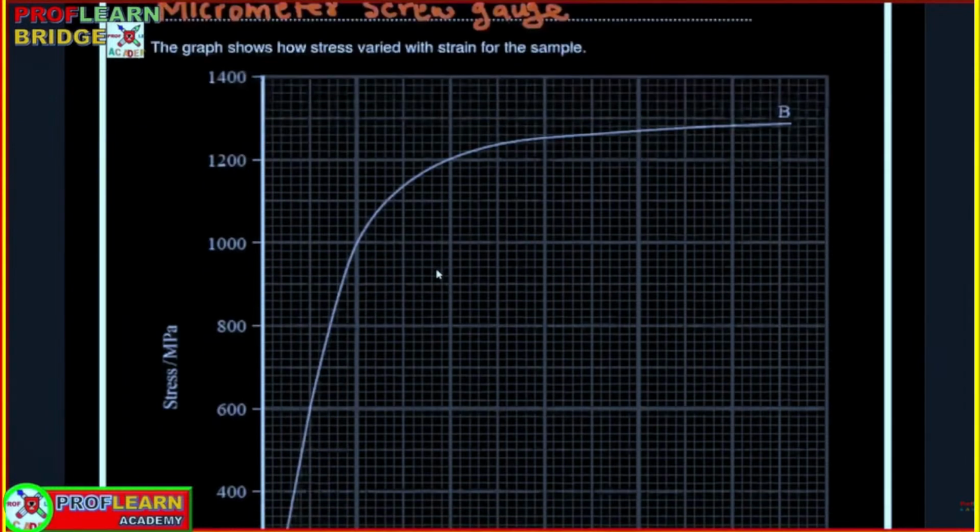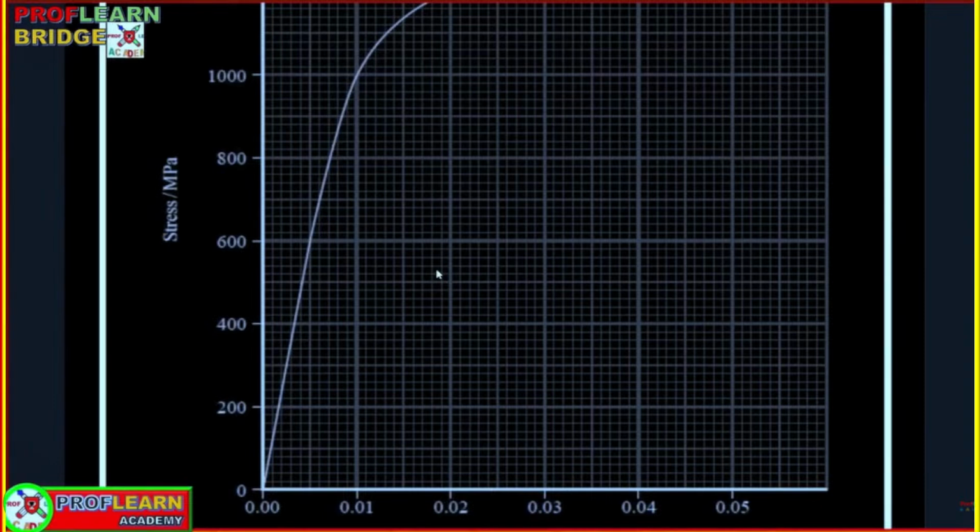Now the graph shows how stress varies with strain for a sample, where you're going to meet various questions which involve that. You need to understand that when a graph is drawn of stress against strain, you are going to have a section where it is a straight line. In this region where it's a straight line, it means that stress is directly proportional to strain. And you can use this straight line region in order to work out the value of the Young's modulus of the material that was used to come up with the graph.